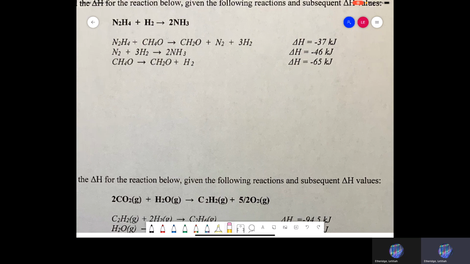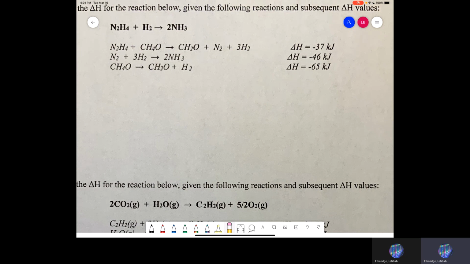Okay, so if you take a look on the screen, this is number 4. So you have N2H4 plus hydrogen makes ammonia, and then it gives you all the individual steps underneath. All right, so the first thing we need to do is identify the unique compounds, right? That would be the compound that is present in one but not in the other equations. So the very first one, the unique compound, is going to be N2H4. I'm just going to highlight that for you so you can see what I'm talking about.